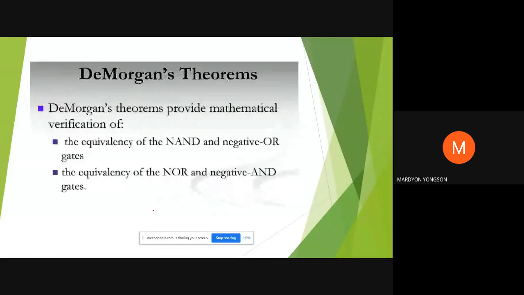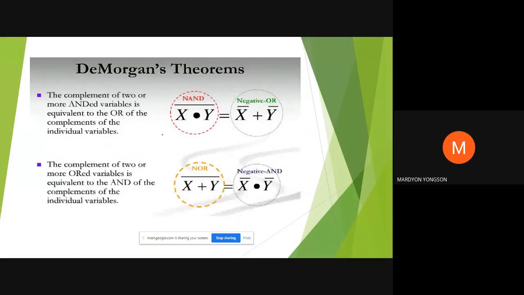And also in Boolean algebra, we have the De Morgan's theorem. So the De Morgan's theorems provide mathematical verification of the equivalency of the NAND and negative OR gates. So the equivalency of the NOR and negative AND gates. So sa De Morgan theorem, sinasabi lang dito na yung NOT AND na X times Y equal siya dun sa negative OR gate or complement ng NOR gate.